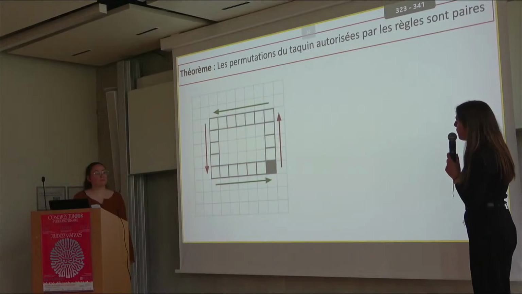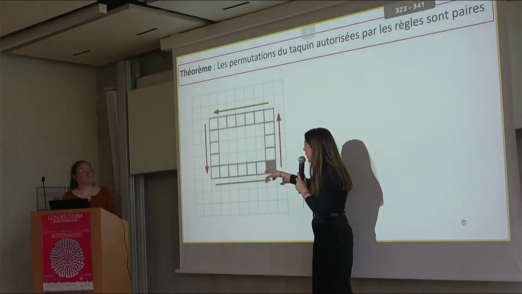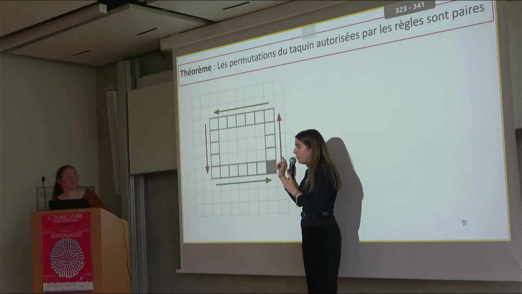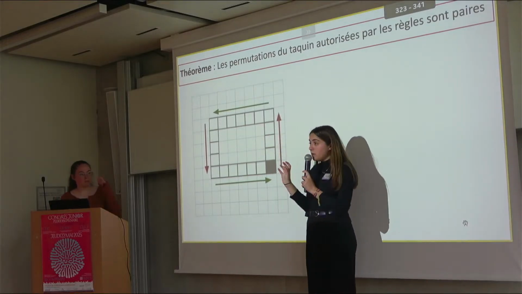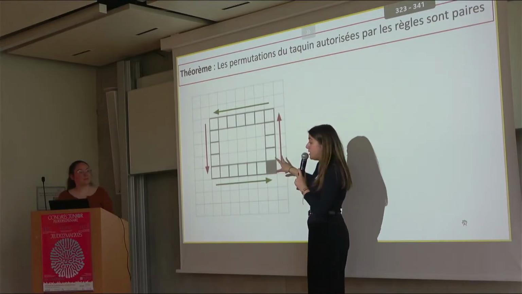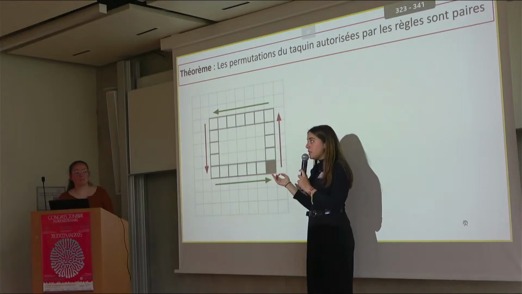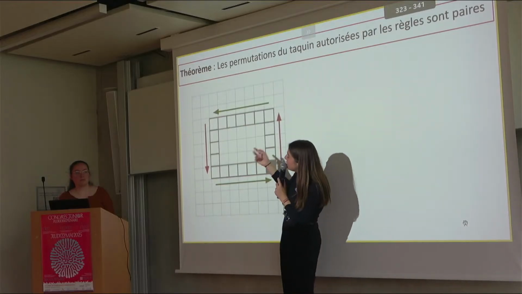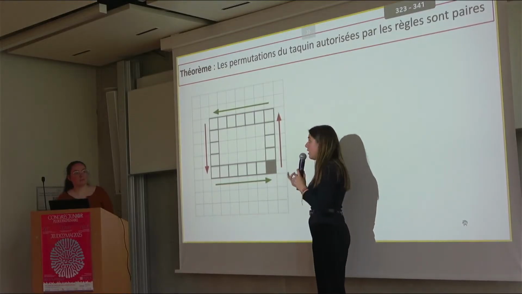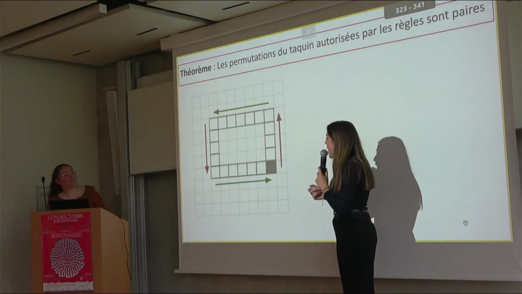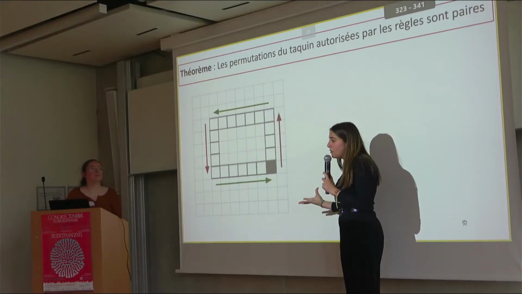So, because of the rules of the game, the empty square has to return to its initial position. And because the puzzle is built on a grid, the empty square makes as many moves up as down, and as many moves to the right as to the left. And so the number of exchanges is even. We can say that all the permutations allowed by the rules are even.